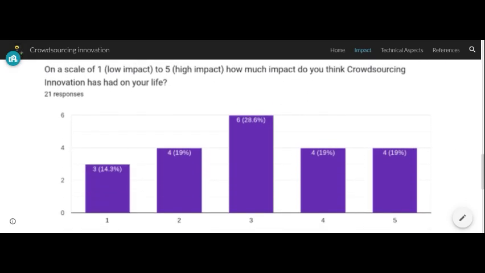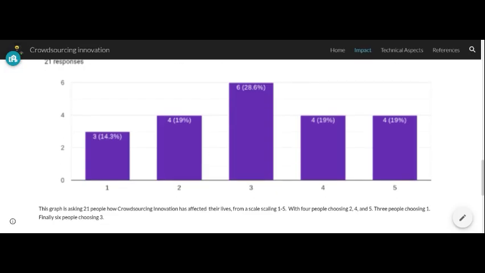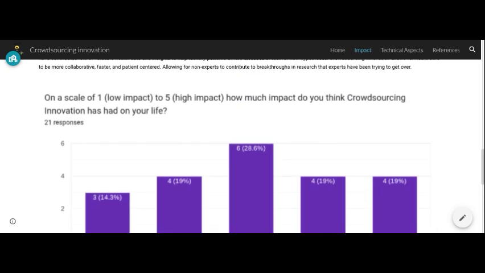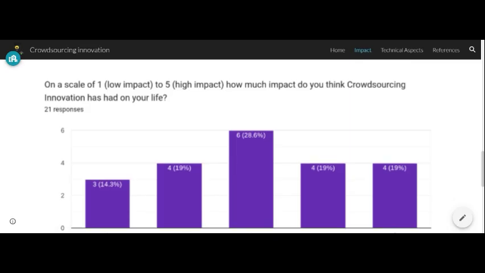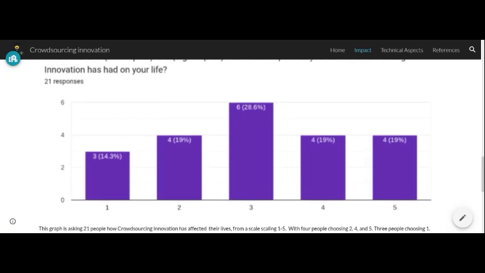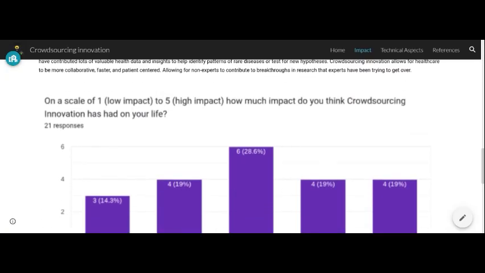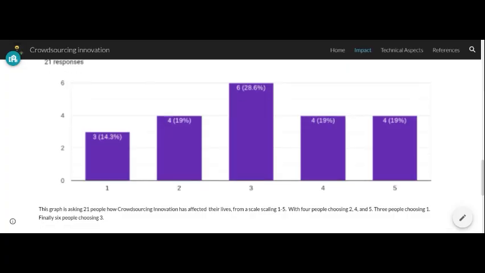Going back to the survey, it was taken by 21 of my peers, ages 15 to 16. The survey then created this graph for me that I can put on my website. This is what I have, scale 1 through 5. You can see the numbers: 14% chose 1, 19% chose 2, 28% chose 3, and 19% each for 4 and 5.